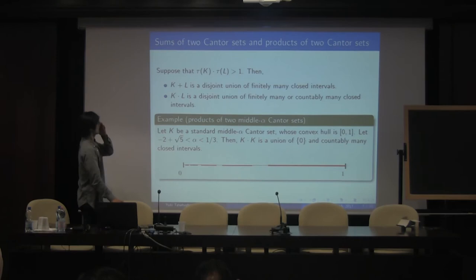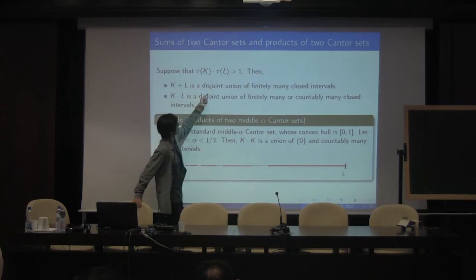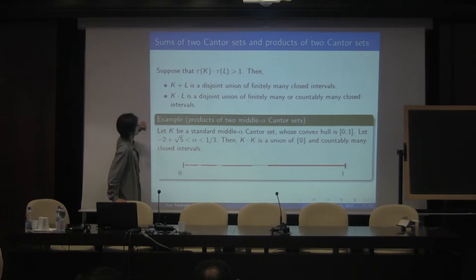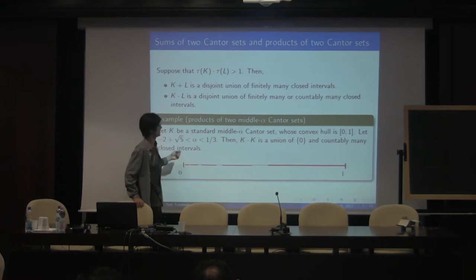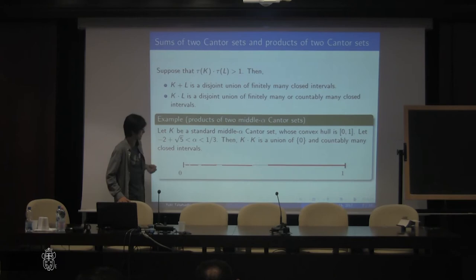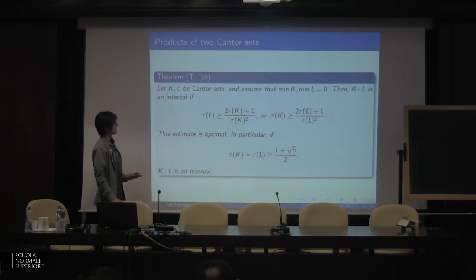If the product of thicknesses is greater than 1, the sum of two Cantor sets is always a disjoint union of finitely many closed intervals. What about products of two Cantor sets? For this, it can be finitely many closed intervals, or it can be countably many closed intervals. And in fact, it can really be countably many closed intervals. This is an example. Okay. And let me talk about my result.